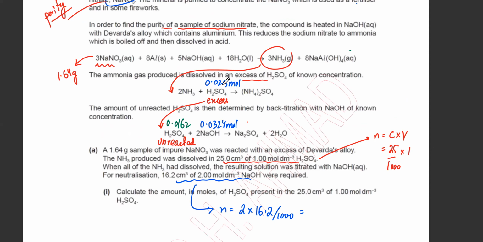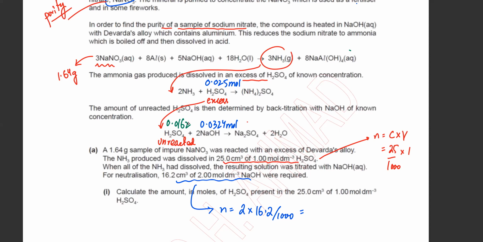So this is the amount that was added, right? And this is the amount that is still left at the end of the reaction. So if you added 0.025 and 0.0162 is left, and that leftover 0.0162 is then reacted with NaOH, what is the amount that actually reacted with NH3? So 0.025 subtract 0.0162 from it. So what do you get?